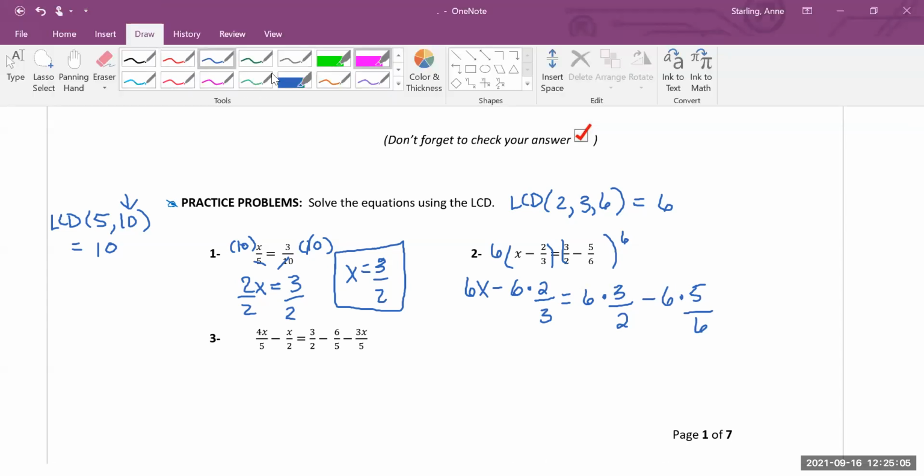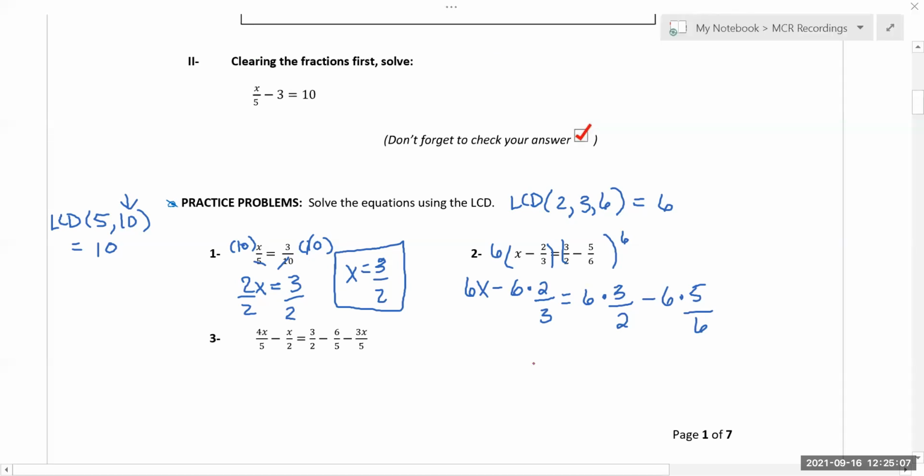So now when I go to clear it, the 6x does not clear, but the 6 divided by 3 turns into a 2, and I still have the original 2. I'm going to leave the 3. The 6 divided by 2 turns into a 3, and the 6 divided by 6 just leaves the 5. So do that nice and slowly so that you don't leave any of your numbers off.